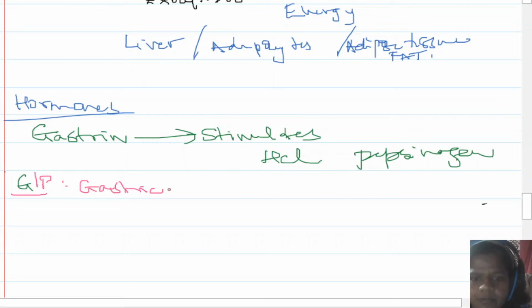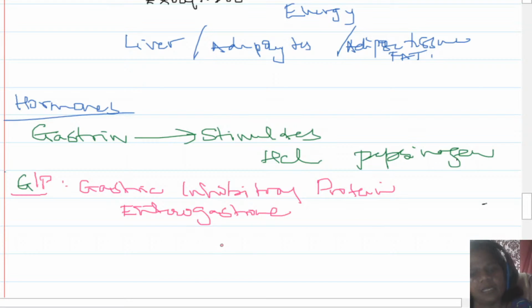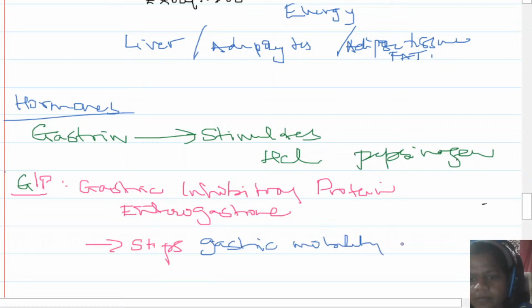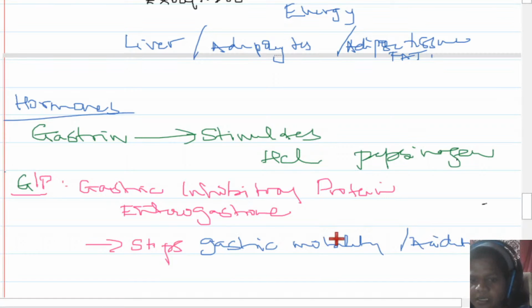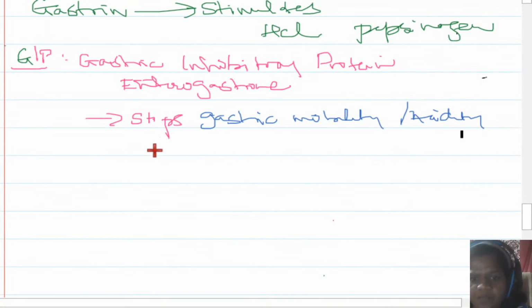Gastric inhibitory protein, also called enterogastrone. What does this do? It stops the gastric motility and acidity. The chyme which is produced from the stomach is acidic, right?